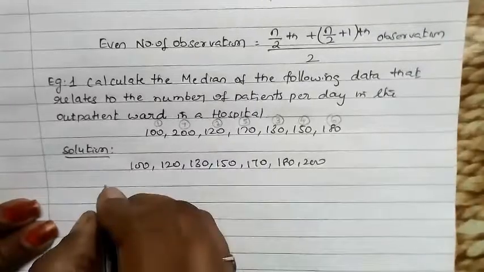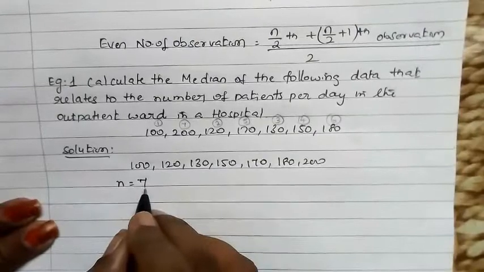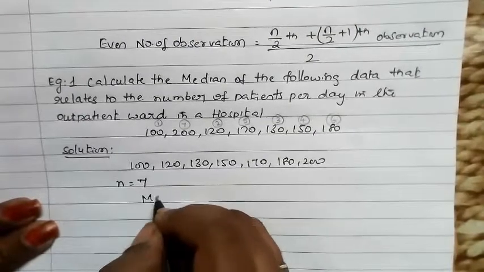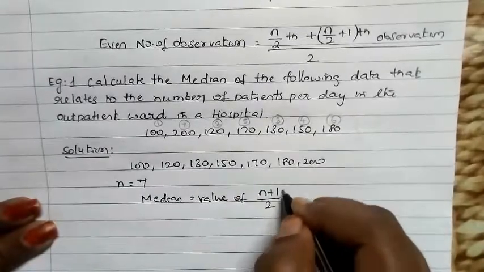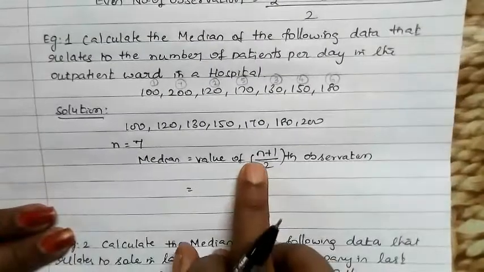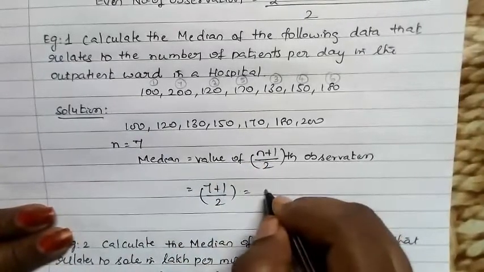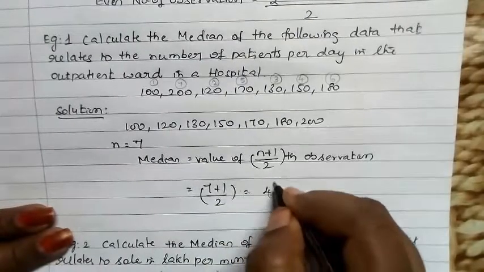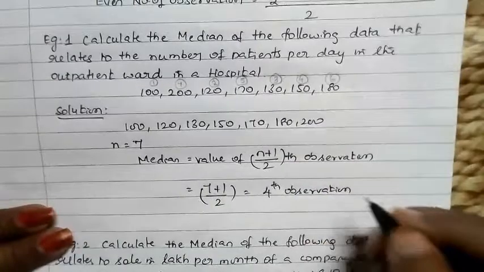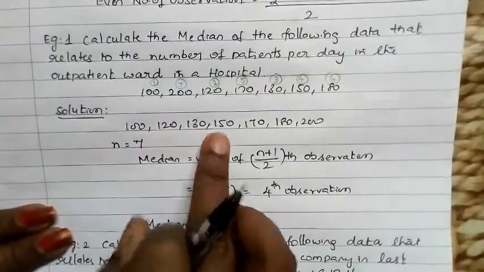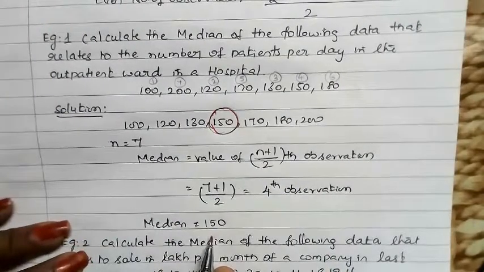Here the number of observations, that is n, is 7. Since the number is odd, median is equal to the value of (n plus 1) by 2. Here n is 7, so 7 plus 1 by 2, which is equal to 8 by 2. 8 by 2 is 4. The value in the fourth observation is the median. 1, 2, 3, 4. Fourth observation is 150. Hence the median is 150.